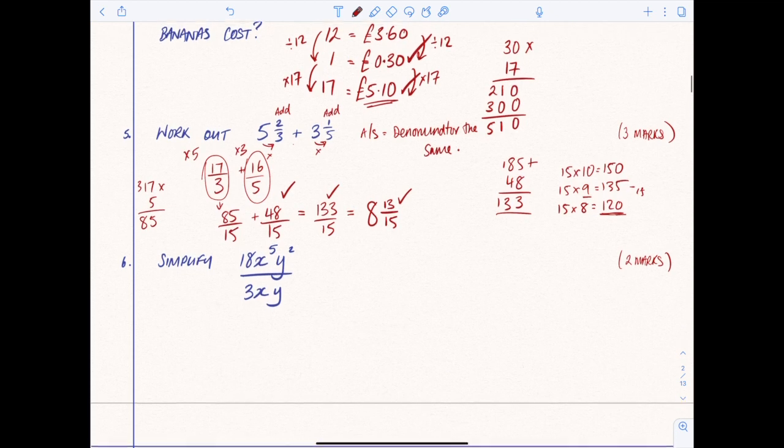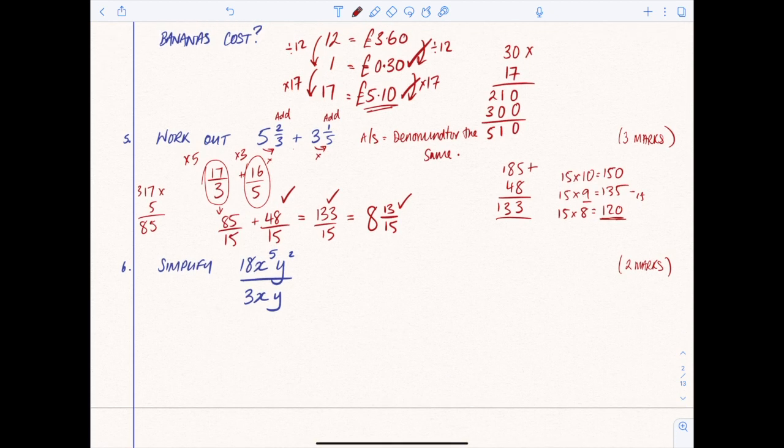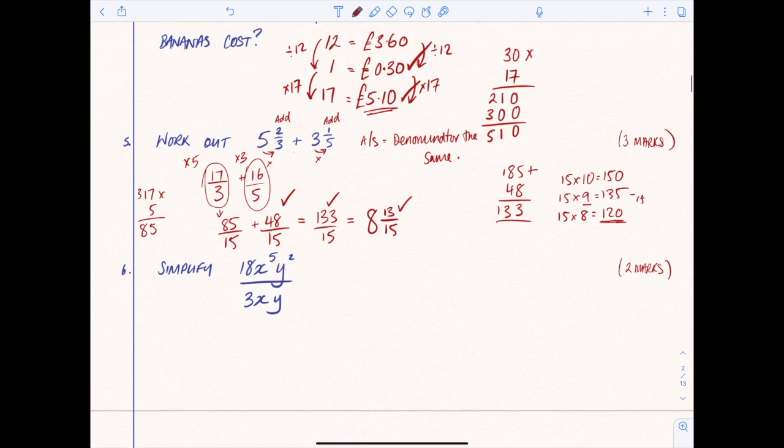Okay. Next one here then, laws of indices. So first of all, the line here, the fraction, means that we're dividing. So deal with the numbers first. You can do 18 divided by 3 and your answer is 6. Then what you're doing is x to the power of 5, and this is effectively an x to the power of 1. When you are dividing with indices, you subtract. So you subtract the indices when you are dividing.